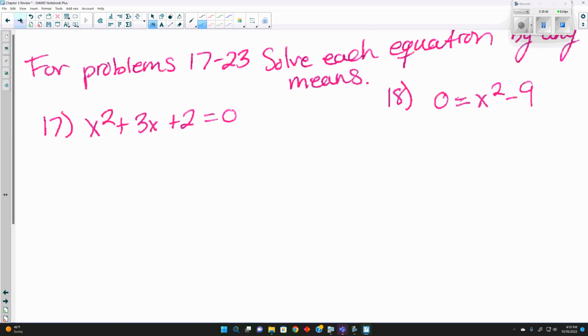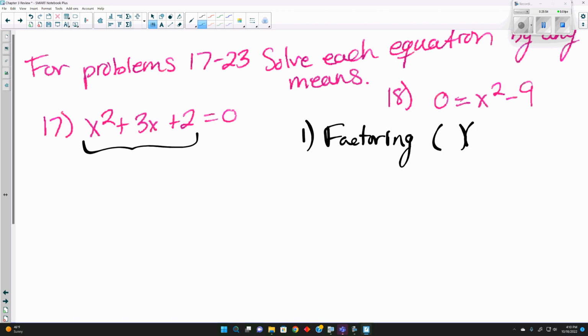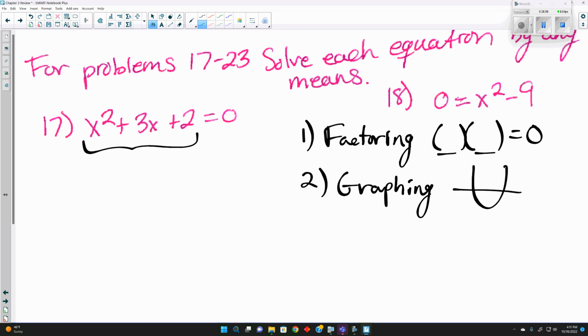Solve each of the following by any means. So when we say any means, we literally mean any means. And one of the easiest ways, we can solve it by factoring, having it as two sets of parentheses multiplied together equals 0. And whenever I have two things multiplied together equals 0, one of them must be 0. The next way we learned was graphing. Plug it into the graphing calculator and see where it crosses the x-axis.